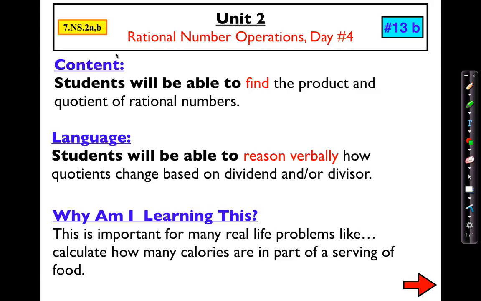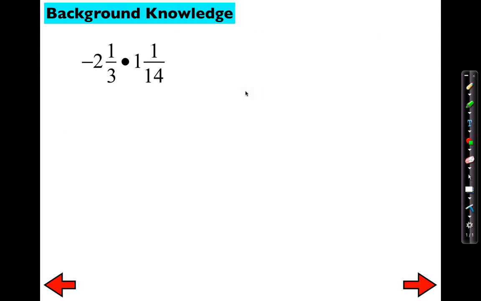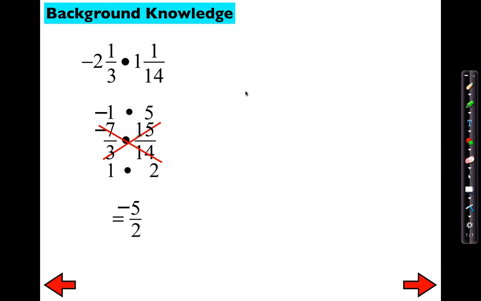Why am I learning this? Well, it's important for many real-life problems like calculating how many calories are in part of a serving of food. So background knowledge, we've multiplied positives and negatives before. We've learned to turn them into improper fractions, check to see if we can cross-reduce, and then simply multiply across to get an answer. If we have an improper fraction as such, we would go ahead and turn it into a mixed number, and that would be our product.